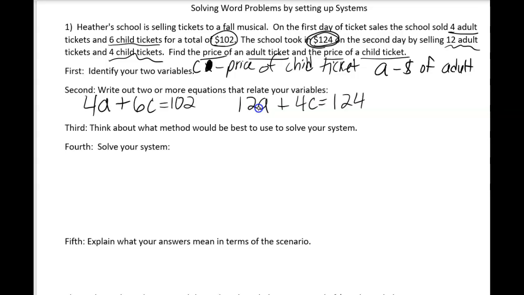So I've set up a system, and I now have to think about what would be the best method to solve it. Neither of these are easy to isolate a variable. So I think I'm going to go with elimination, because I can see that multiplying 4 by -3, I would get a -12. I'm going to try to eliminate A by multiplying my first equation by -3.